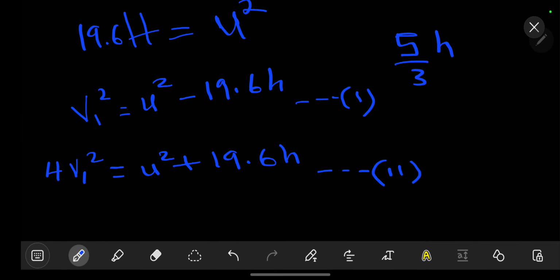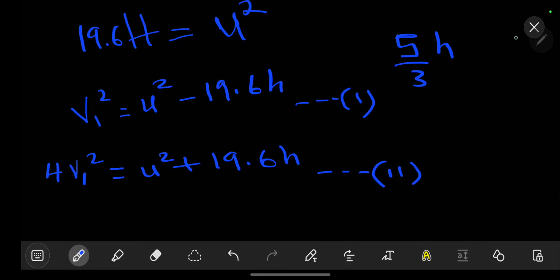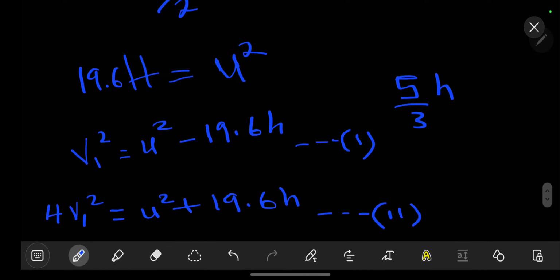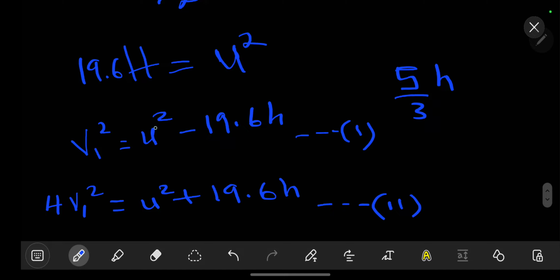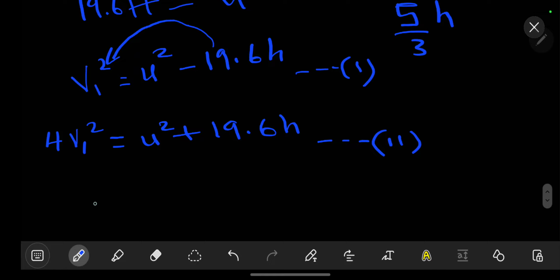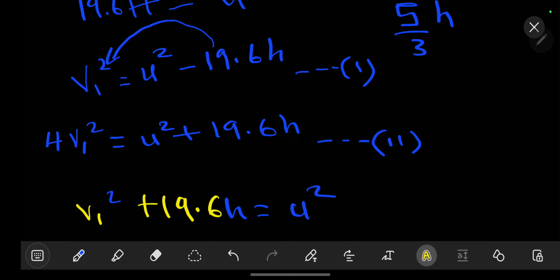So what we are going to do is, as you can see from the equation, make our u squared the subject of the formula. So we are going to get this equation, move it to this side. What we are going to end up with is our v1 squared, then plus our 19.6h should be equal to u squared, like that. So this is the equation that we have gotten.